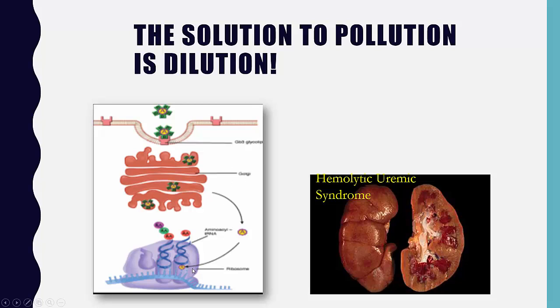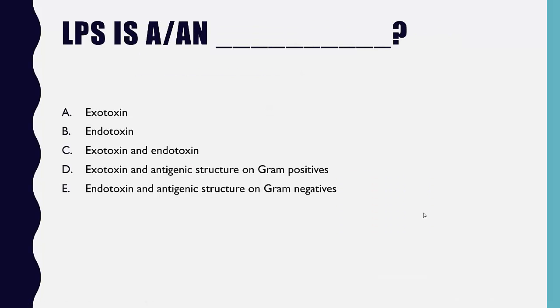And from there, it finds itself a ribosome, protein synthesis, right? And it blocks protein synthesis. And that's the end of your cell. And it'll also cause an inflammatory response, this toxin. The solution to pollution is dilution. All right, let's finish this up.